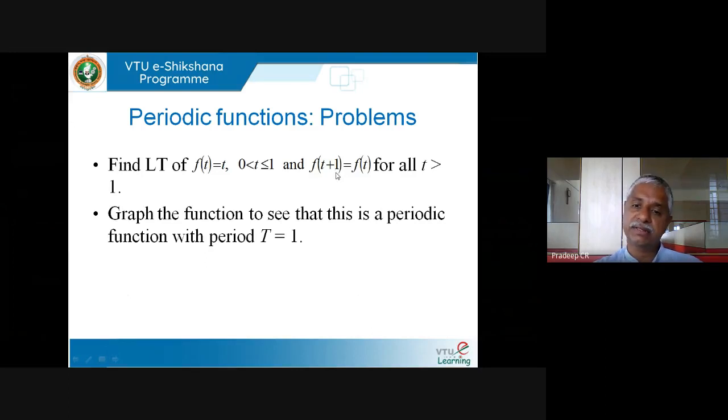f of 3 is the same as f of 2, which is the same as f of 1. f of 5.5 is the same as f of 4.5, which is the same as f of 3.5, which is the same as f of 2.5, which is the same as f of 1.5, which is the same as f of 0.5, which I know how to do. So between 0 and 1, I know. Anywhere else, I can bring it down to between 0 and 1. Let us see the graph of this function, how it looks.